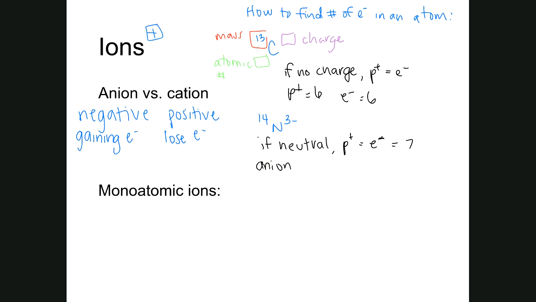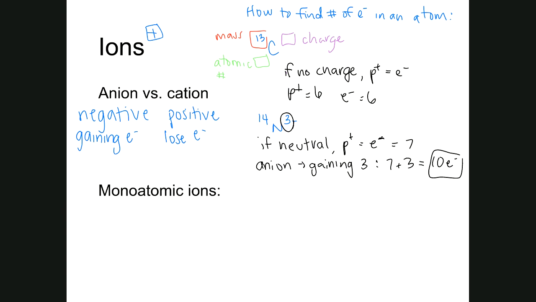How many electrons are we gaining? We're gaining 3. So an anion means we're told that we're gaining 3 electrons for this particular atom. So if we're gaining, that means we're adding, right? 7 plus 3, we have 10 electrons in this ion.